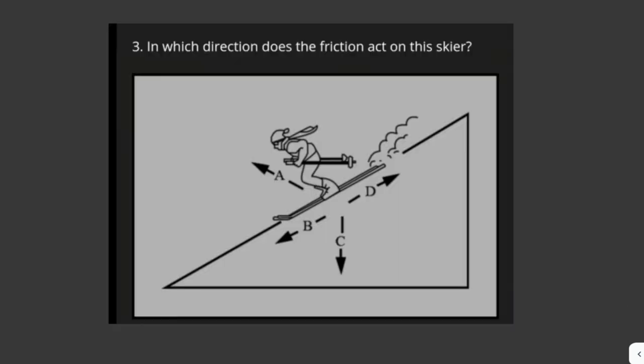In which direction does the friction act on this skier? Okay, so we have four directions here, A, B, C, and D. The answer here is letter D, because the skier is going downwards while letter D is going upwards, and it's against the motion of the skier. So letter D is the friction.